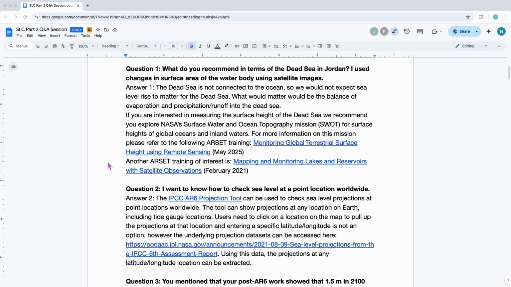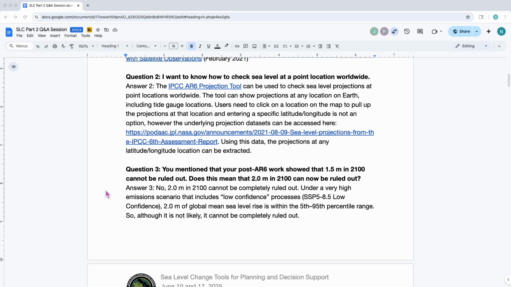And we have a link for that in this Q&A document. We also have another training which is just as relevant to this person's question as well. That is the mapping and monitoring lakes and reservoirs with satellite observation. So whoever is asking this question for the Dead Sea, please do refer to those trainings and they should be able to guide you in your research.